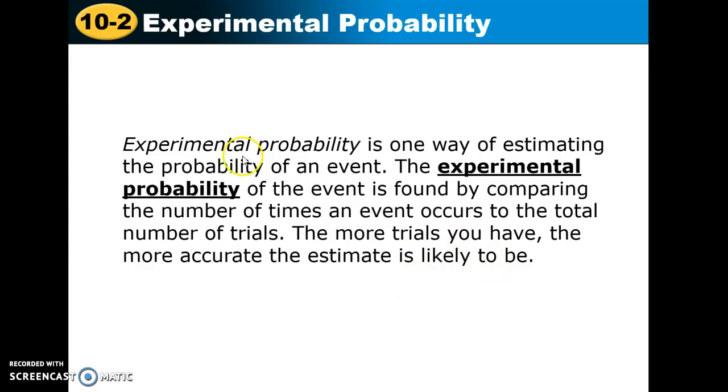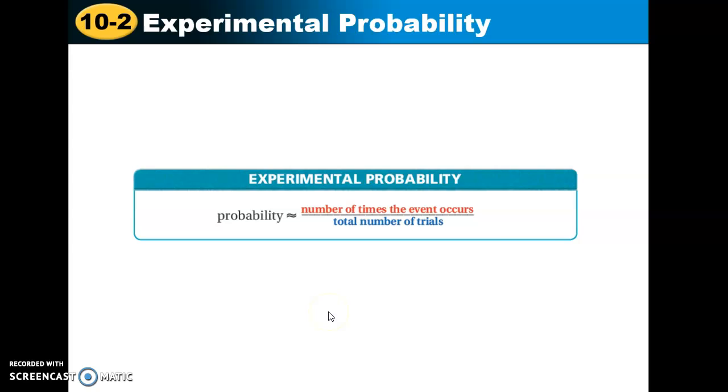The experimental probability of an event is found by comparing the number of times an event occurs to the total number of trials. This is like sample space: the more information you have, the more accurate your estimate is going to be. Therefore, the more trials you have, the more accurate your estimate is going to be. So experimental probability is the number of times the event occurs divided by the total number of trials.